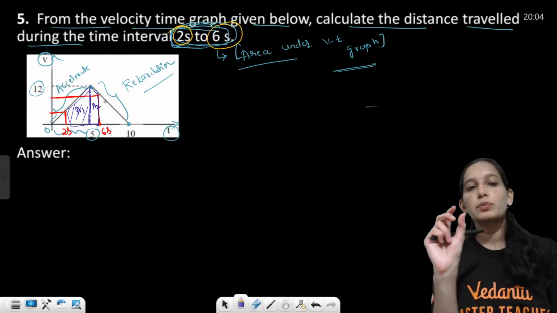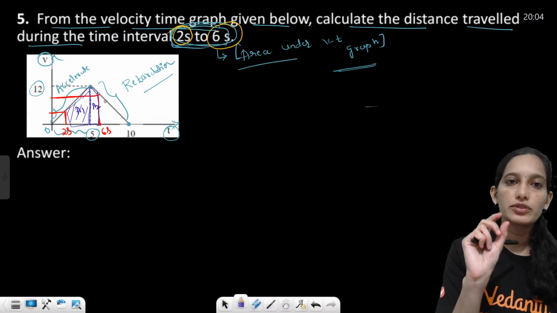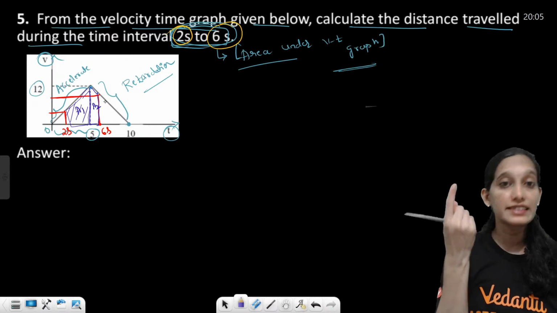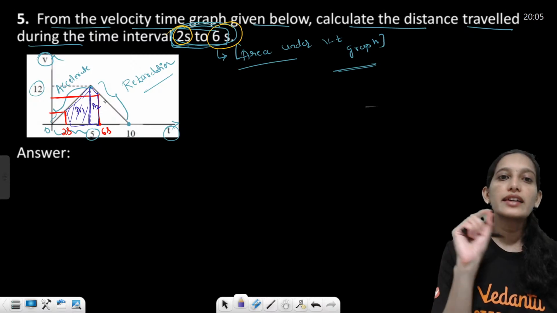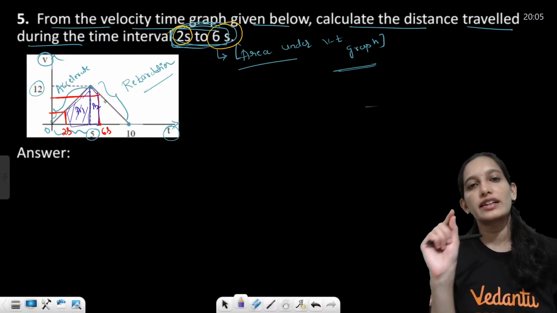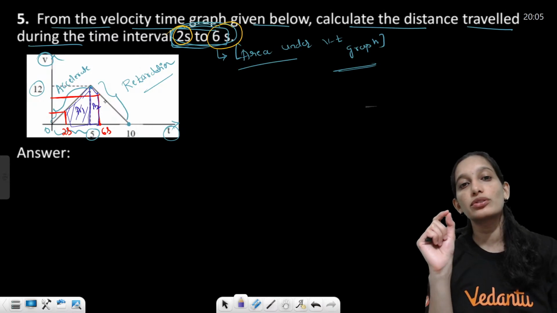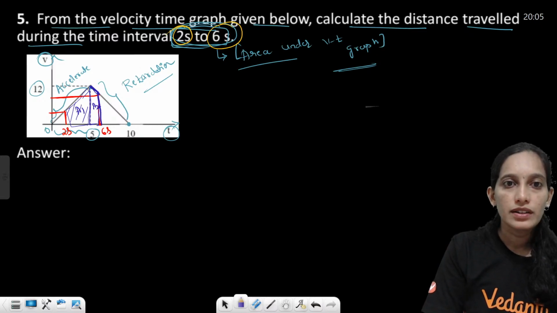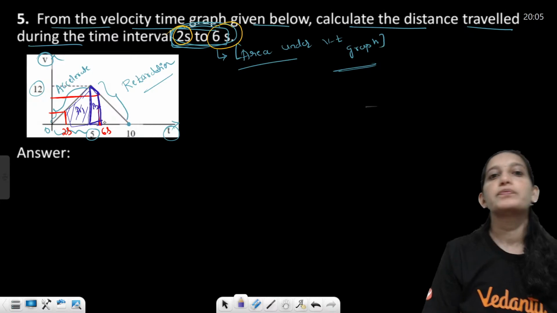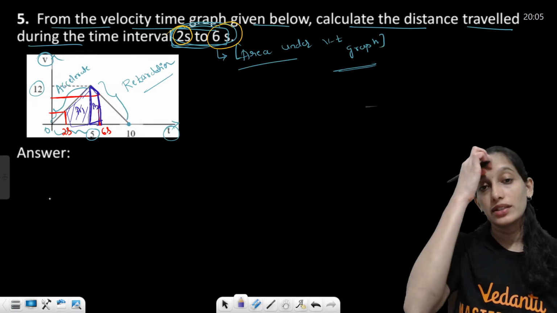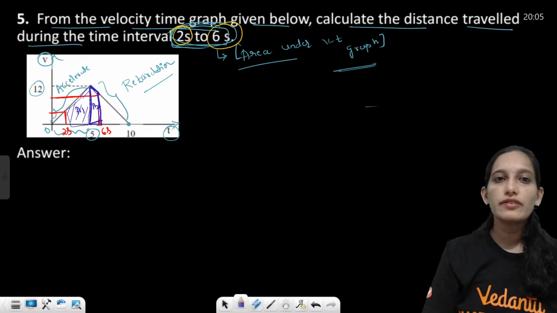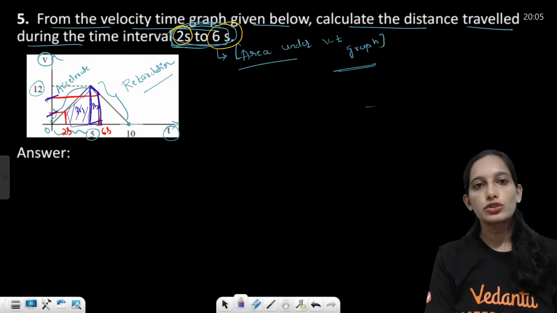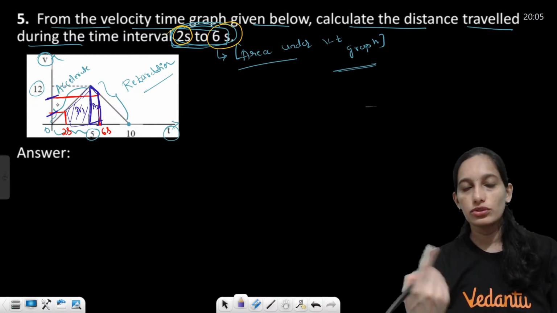So A1 corresponds to the area between 2 seconds to 5 seconds on the VT graph where accelerated motion is there, and then 5 seconds to 6 seconds, that 1 second duration where it has decelerated, so we have to find out the area under that graph. Okay, so that is our job. To find the area we need the corresponding velocity, as I told, at this 2 seconds and at that 6 seconds. So that is our job.